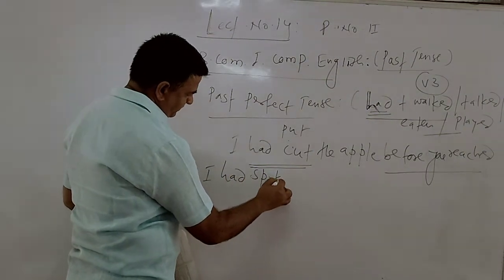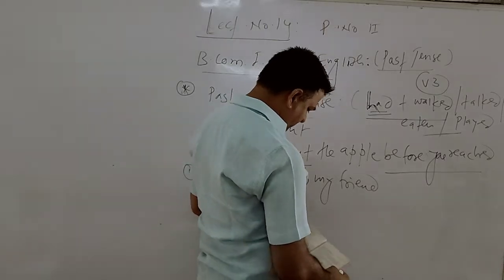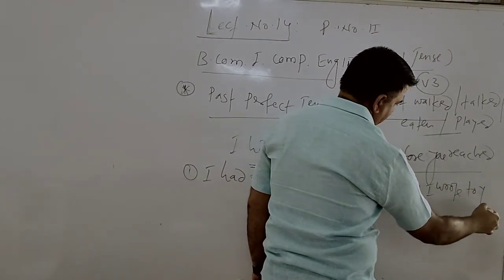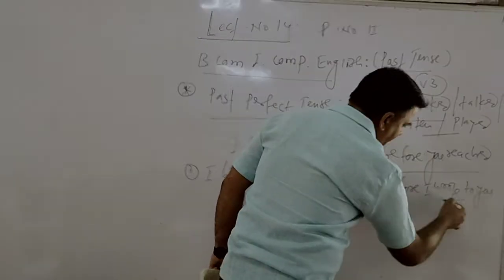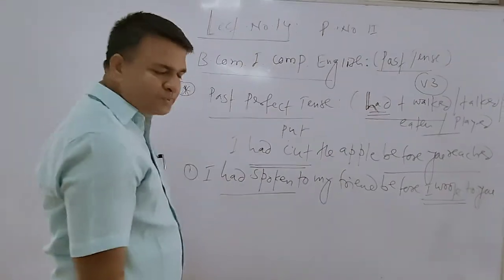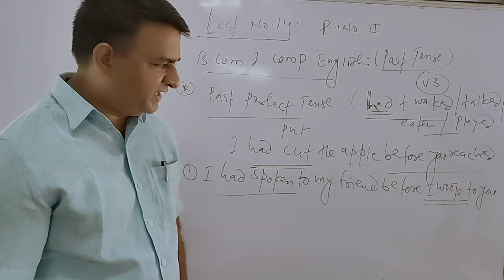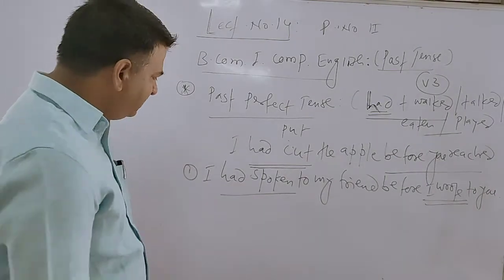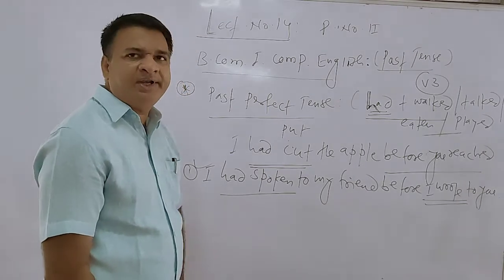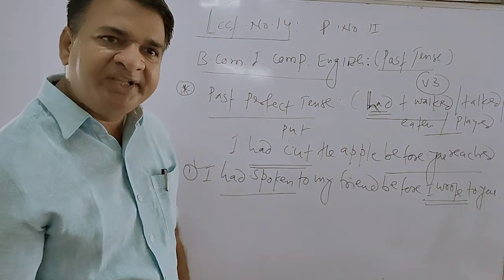I had spoken to my friend before I wrote to you. I wrote, wrote, written, simple past tense. And I had spoken. I had spoken to my friend before I wrote to you. This means the action was completed before communicating with you. So this action was completed before writing to you. तुला लिहिण्याच्या पूर्वीच मी माझ्या मित्राला बोललेलो होतो. Means the action was completed in the past perfect.